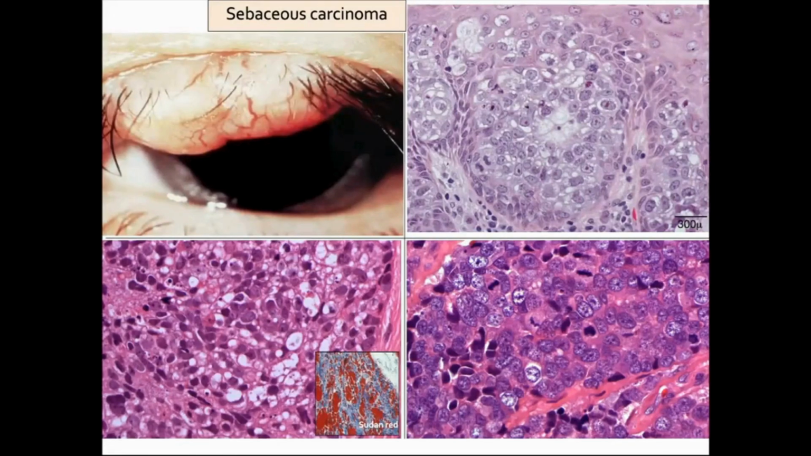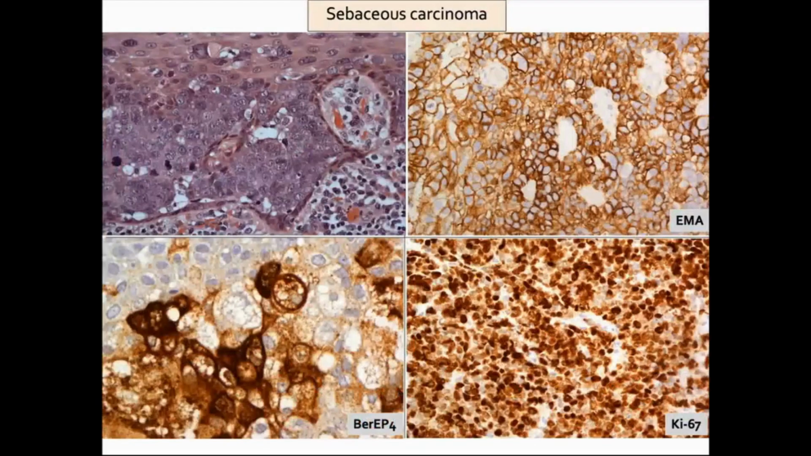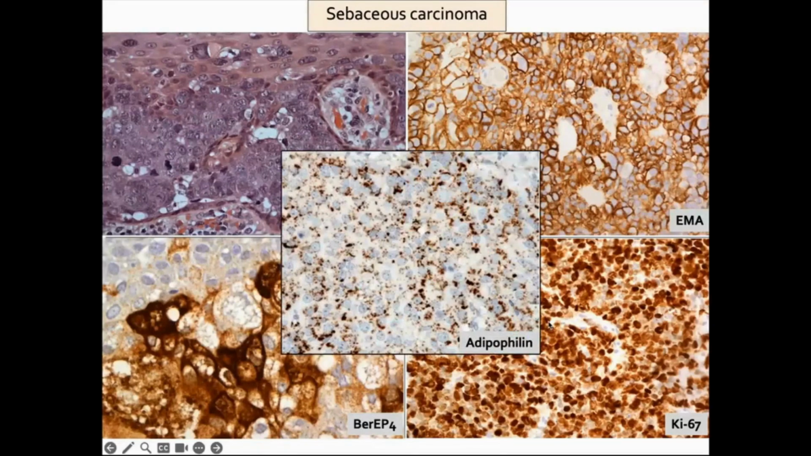In the past, it was recommended that the specimen be sent as an urgent sample, such that Sudan red staining could be undertaken to demonstrate the oil within the cytoplasm. However, in the meantime, as you probably are aware, there are antibodies which allow for the demonstration of the lipid particles within the cytoplasm, and this is in the form of adipofilin.